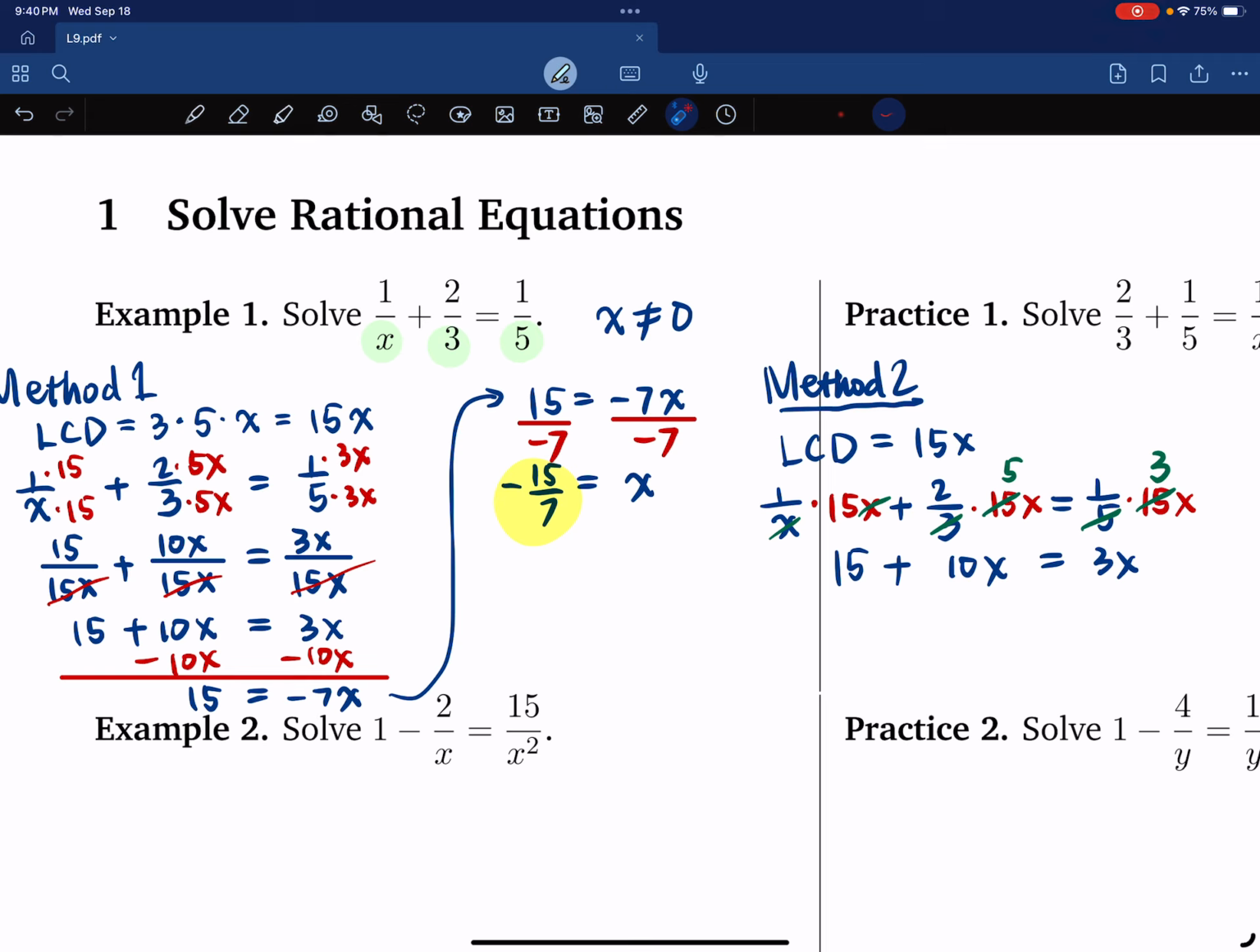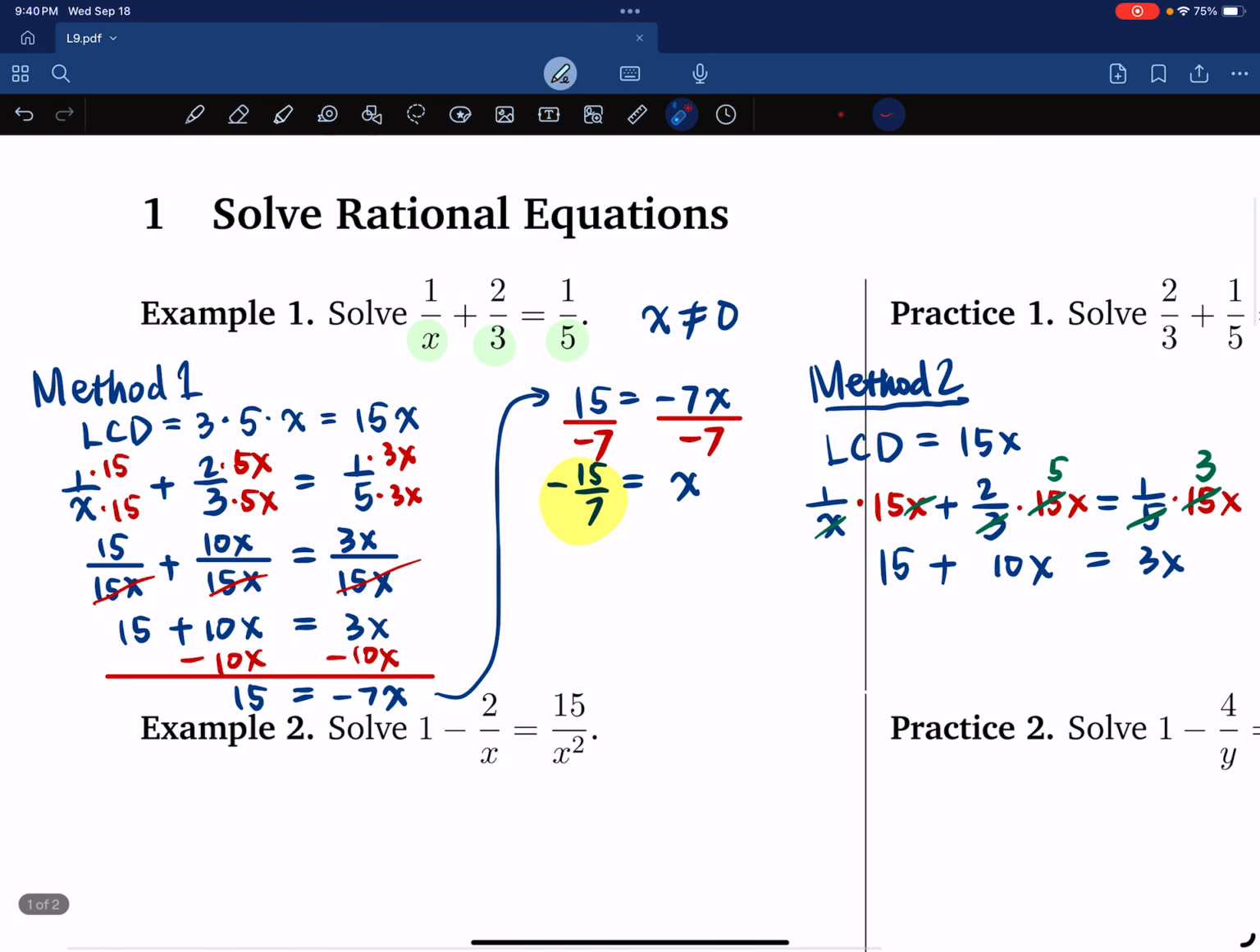You will pick one of these 2 methods and practice for this handout. Since I think most people are familiar with method number 1, I'm going to use method number 1 for the demonstration of all the problems, all the examples on this handout.